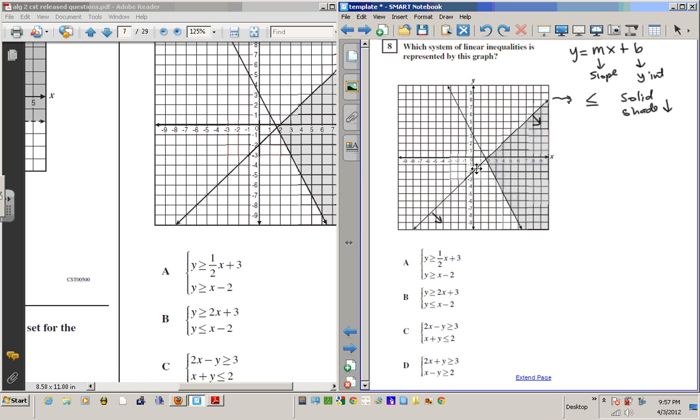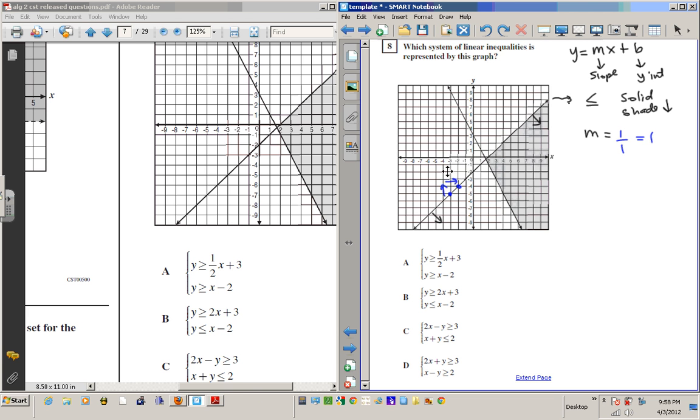So for this line, the slope is going to be what takes me from, let me pick a nice point, this point right here to this point right here. I just need to go up 1 and over 1, right? So m is 1 over 1, which is just 1.